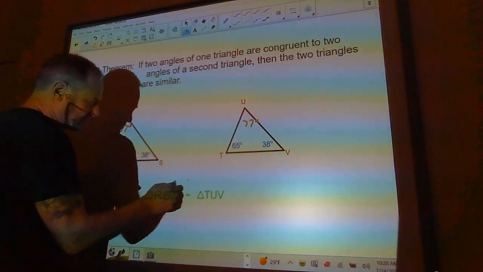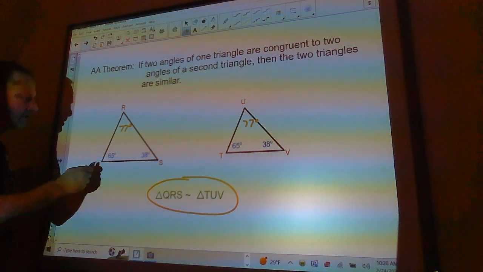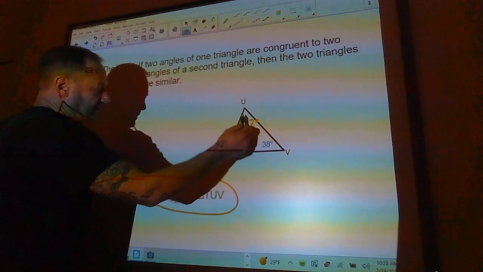So we get my congruent statement here. Triangle QRS is similar to triangle TUV.